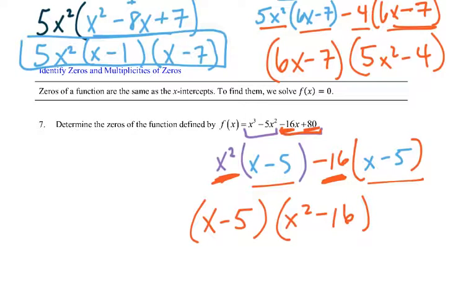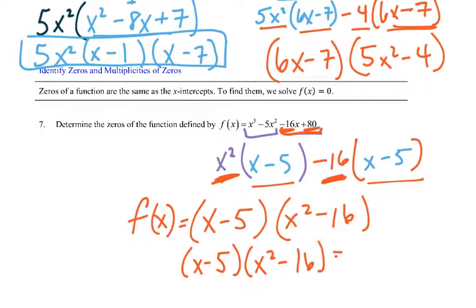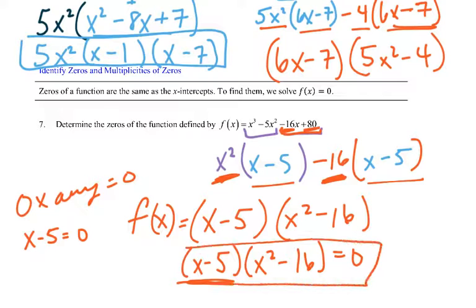So to find the zeros of this function, I'm going to set this function equal to 0. Well, this function is going to be equal to 0 if either of these factors are equal to 0, because 0 times anything equals 0. So if x minus 5 equals 0, then this whole thing will equal 0. And if x squared minus 16 equals 0, this whole thing will equal 0.